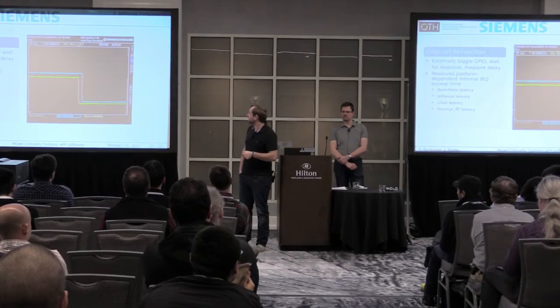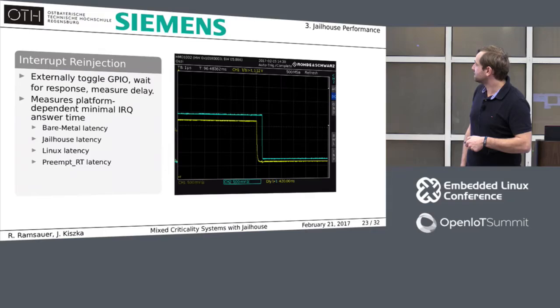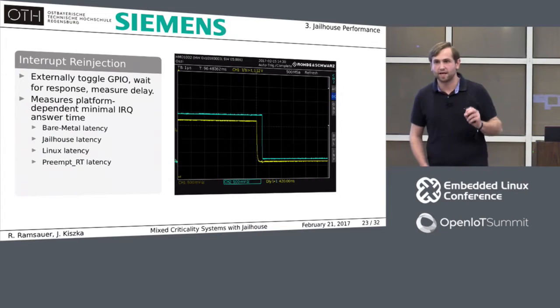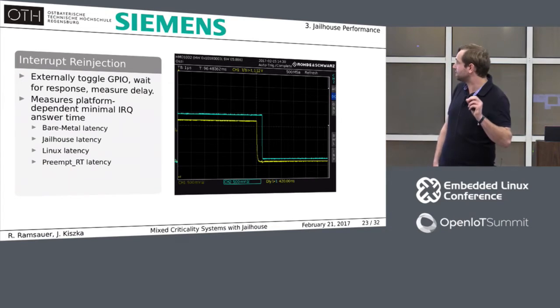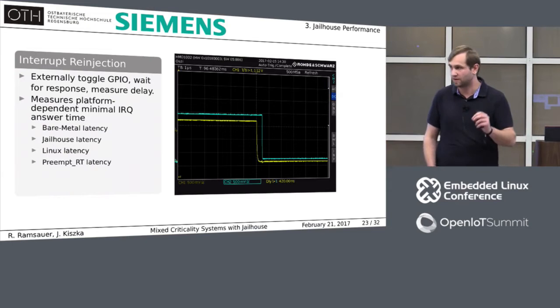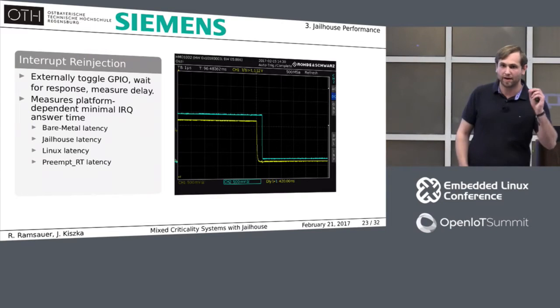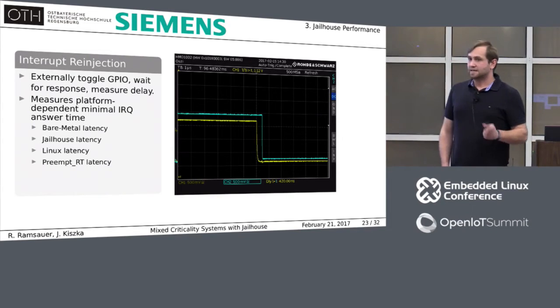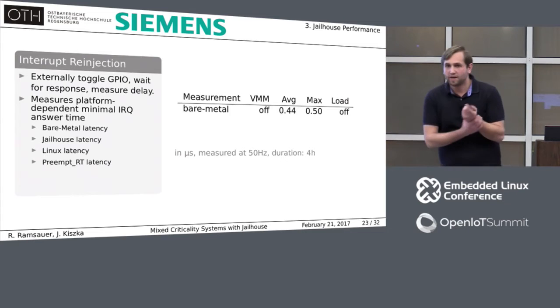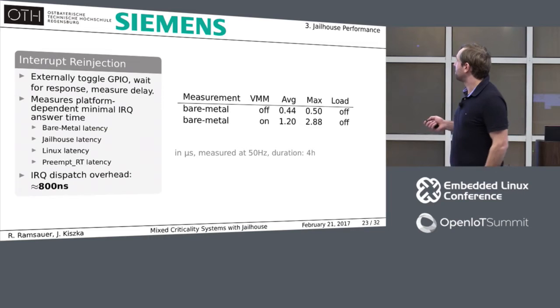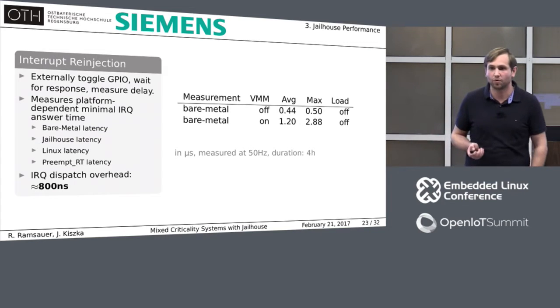So the green line here is our stimulus, and the blue line is the answer. And if we are not running Jailhouse, and if we are running a bare metal application, which only task is to answer to the GPIO, to toggle the other GPIO, then we get a bare metal latency of 420 nanoseconds. And this is the bare minimum of the hardware. So what happens if we now enable our hypervisor? Of course, we get a performance drop, and we drop from about 440 nanoseconds to 1.2 microseconds.